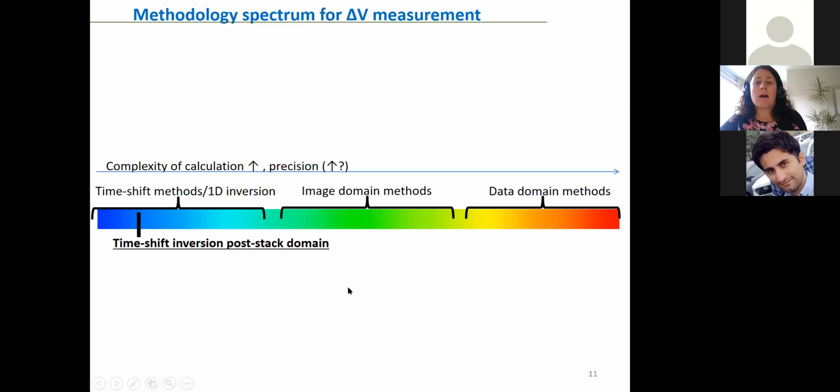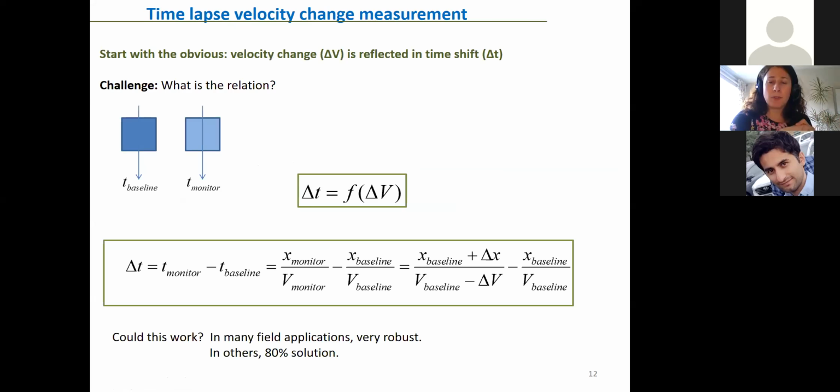So we will start our navigation with time shift inversion in the post-stack domain. So this means now you've taken your baseline volume, you've done all the processing, migration, you've stacked it, and you've got your final volume, and you've done the same for all the monitors. And what you're doing next is you're exploring the relationship between velocity change and time shift. So we understand it intuitively, right? Like if you change the velocity, you're going to change your travel time. But what is this relationship exactly?